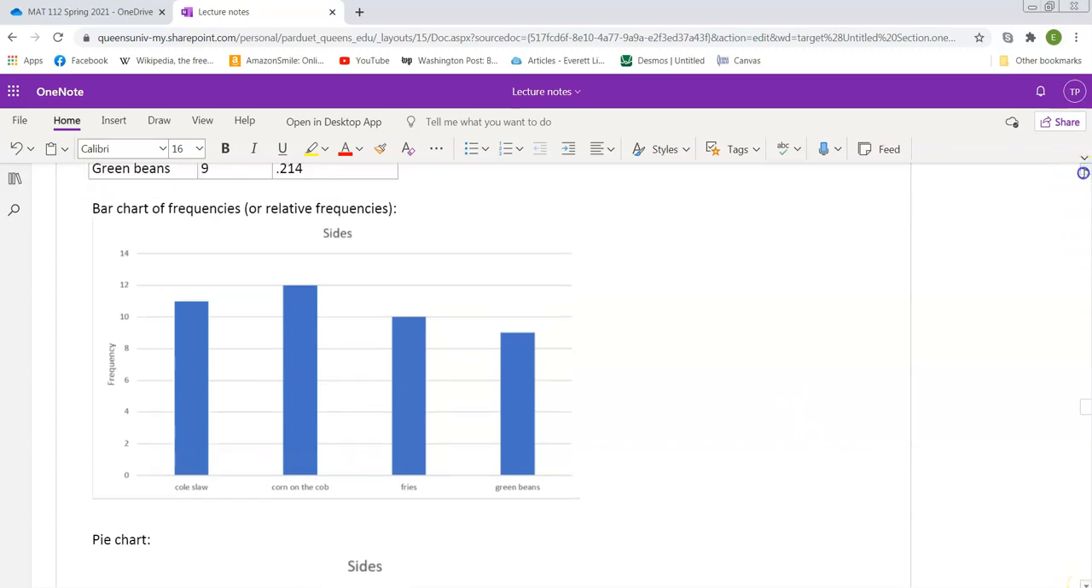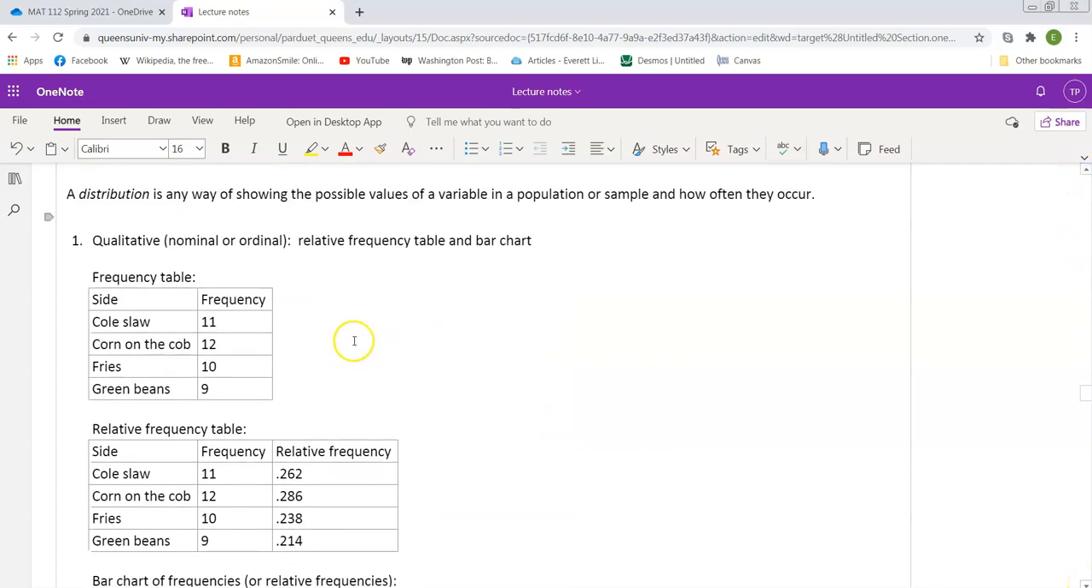All right, so for qualitative data, again, we're looking at the relative frequency table and the bar chart. I'll put in here or pie chart. I don't love pie charts, but.